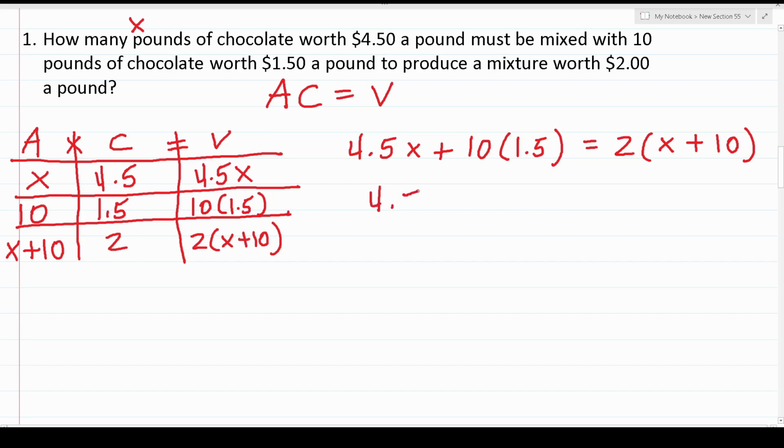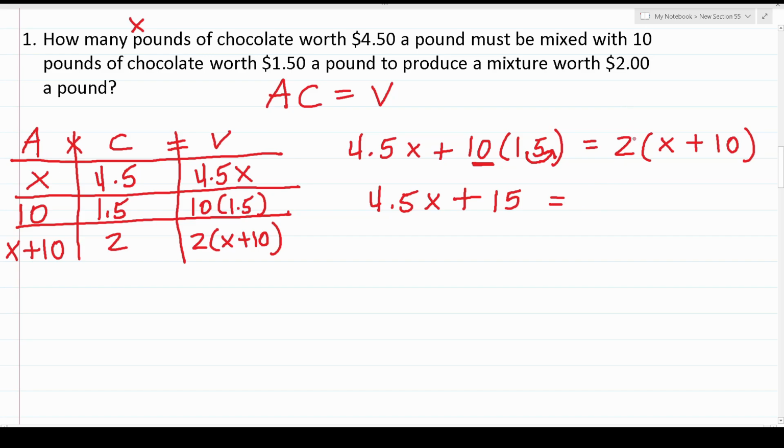We have 4.5x, there's nothing to do there, plus, and let's take care of this 10 times 1.5. Again, rather than working this off to the side, you should be comfortable just moving the decimal. Again, anything times a power of 10 just shifts the decimal to the right. So 1.5 times 10 is going to shift the decimal to the right according to how many zeros there are in that power of 10. Well, in 10, there's 1 zero. So I'm going to shift that decimal 1 time to the right. In other words, 1.5 times 10 is simply 15. All right, equals.